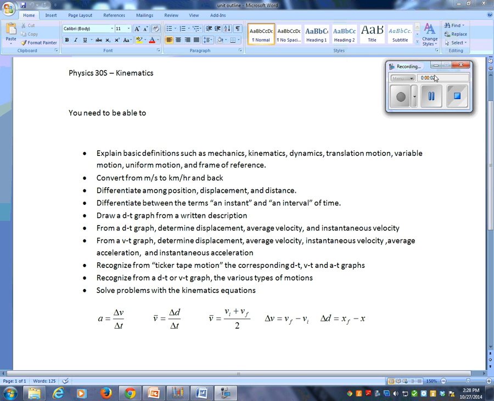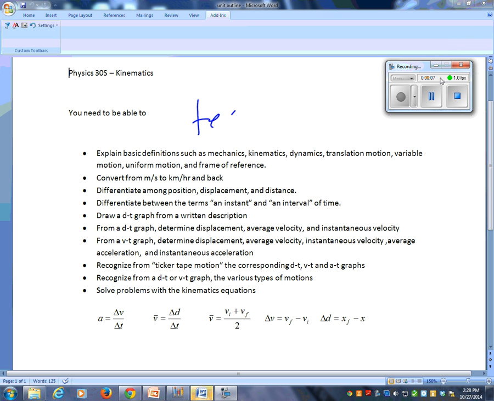So, for the test, which is Thursday, all on my cheat sheet, here is what you need to be able to do. You need to be able to explain basic definitions such as mechanics, kinematics, dynamics, translational motion, variable motion, uniform motion, and a frame of reference. You should know what those things mean.